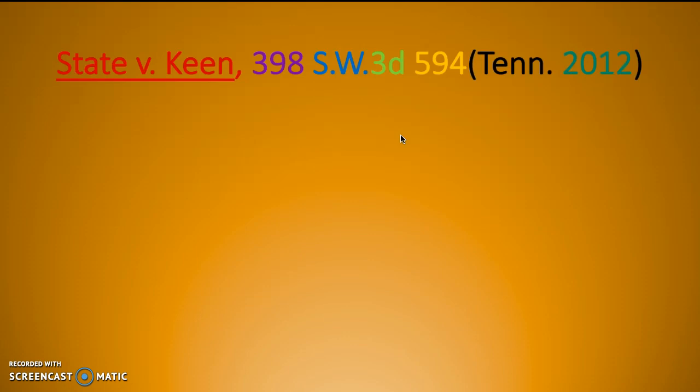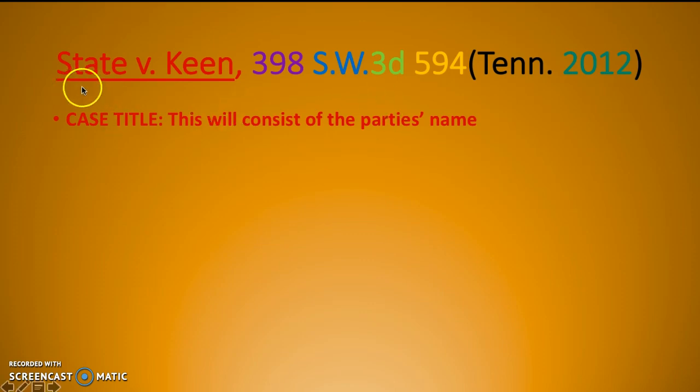But this format here is basically how to read a state citation. I have everything colored because it is color coordinated corresponding to what the meaning of each section is in this format. For example, State versus King, that is the case title. This would consist of the party's names. And I have this underlined. You can have it underlined or italicized, but I chose to underline. It's a little bit easier for me.